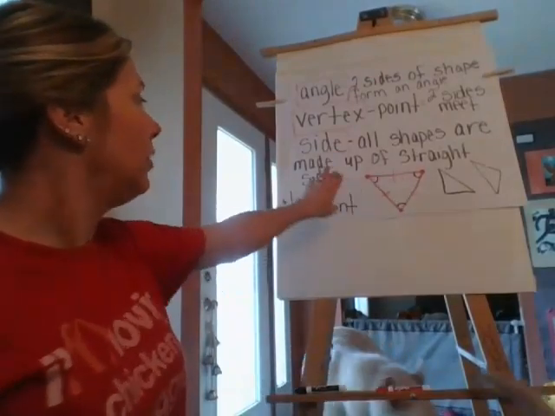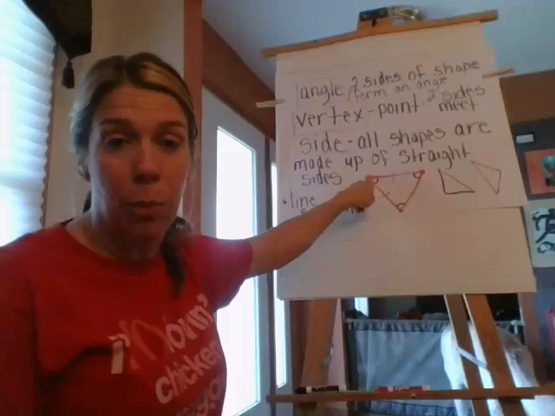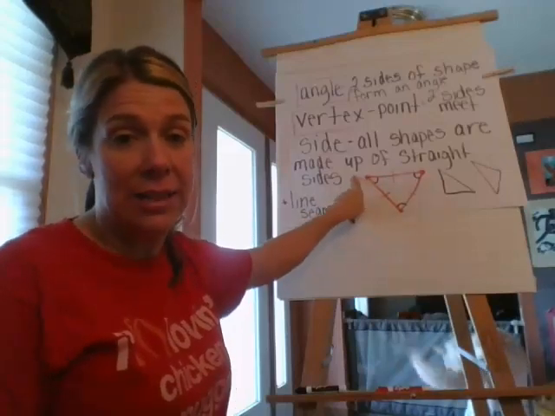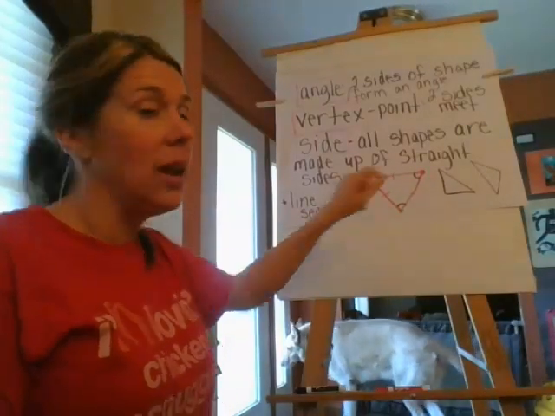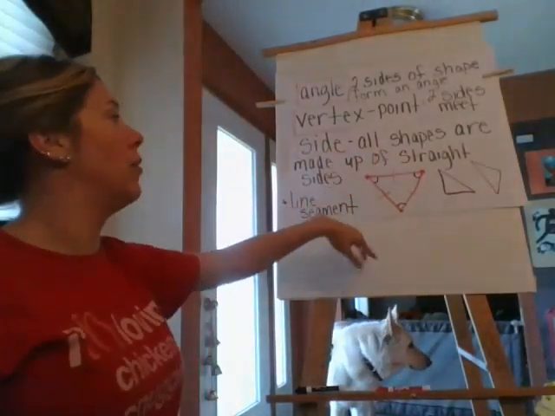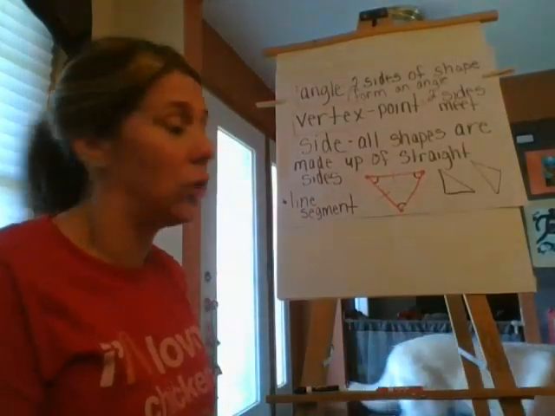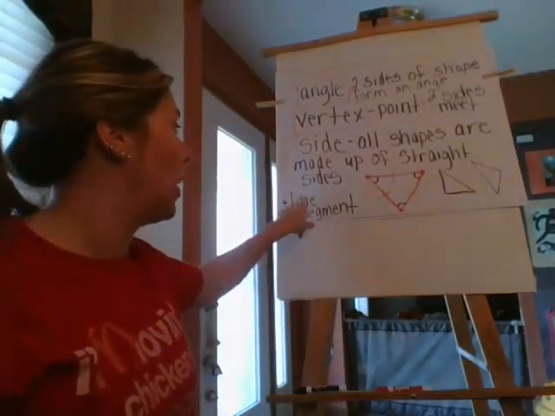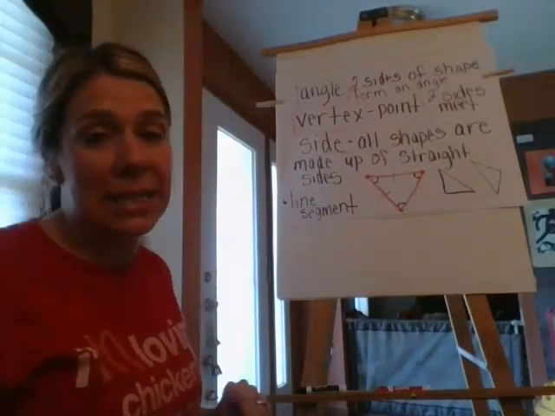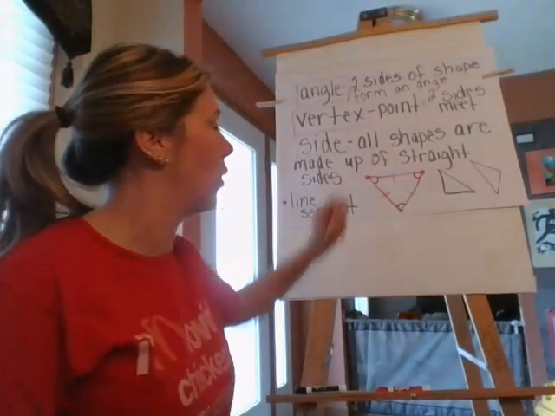Sorry. So our vertex is where the two sides meet of the shape. That's the point. Angles are the area inside here. All right. And then we have our side. All shapes are made up of straight sides. They have to be straight. They cannot be curved. Okay. And what I talked about real quick was a line segment, and a line segment is part of a line, and that's the side of your shape also.